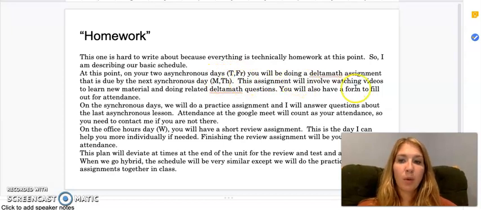This assignment will involve watching videos to learn new material and doing related Delta Math questions. You will also have a form to fill out for attendance. We are required to take some sort of attendance every day, so you'll just have a Google form.